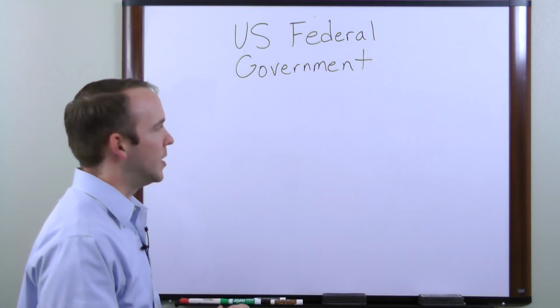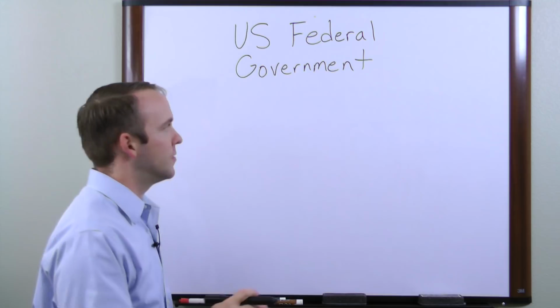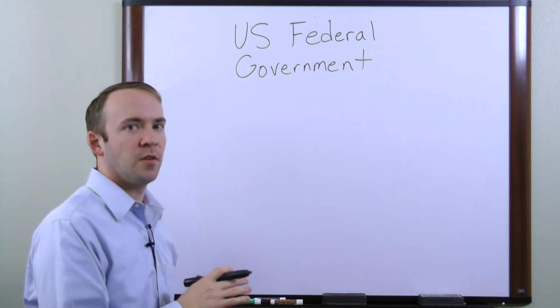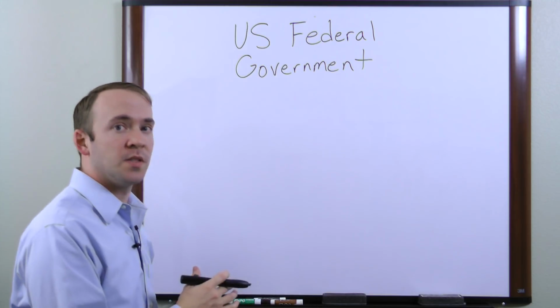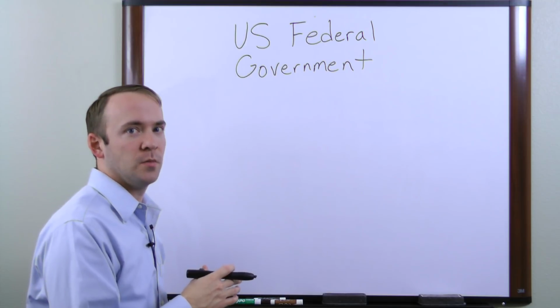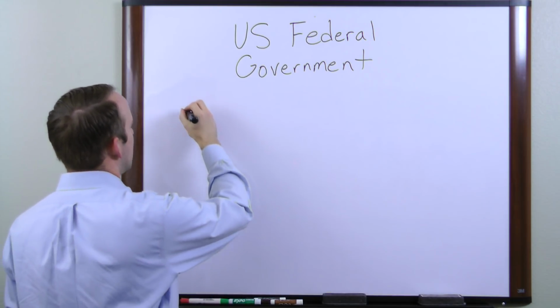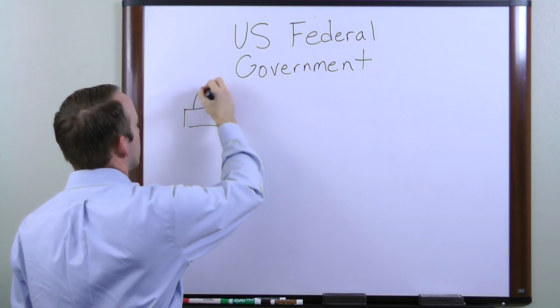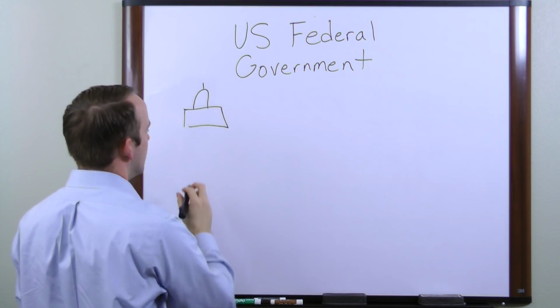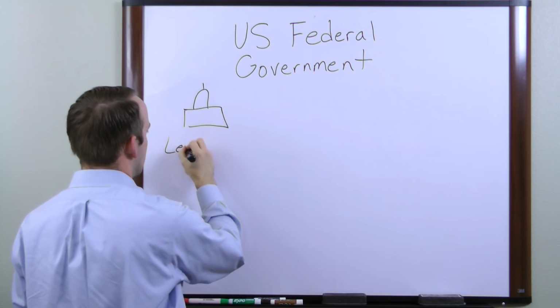The U.S. federal government affects all of our lives. It is made up of three different branches. The branches were established by the U.S. Constitution, which was adopted in 1787. The first branch serves in the U.S. Capitol building, and it's the legislative branch.